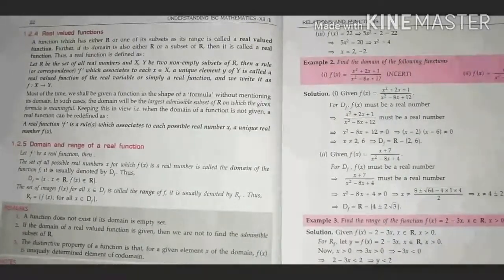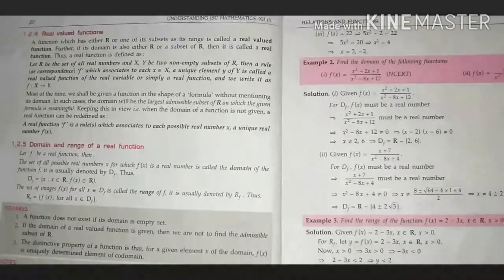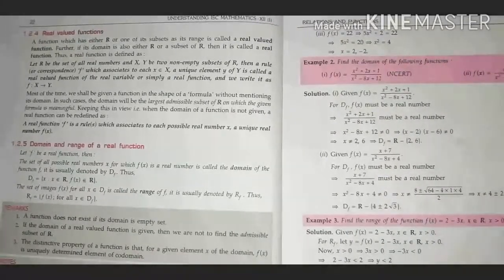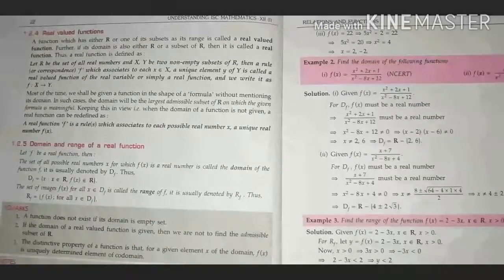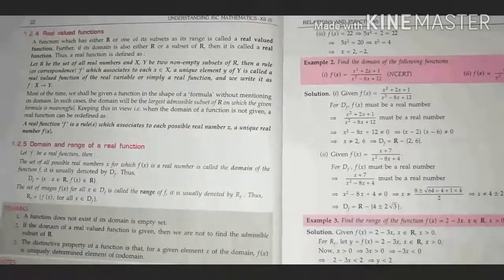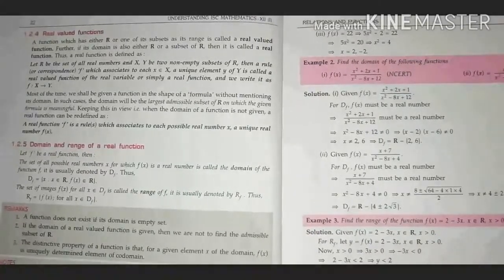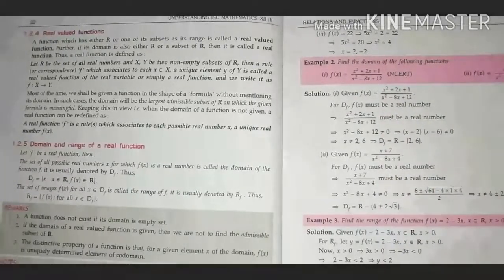Suppose the function is defined from some real numbers to real numbers, otherwise from some subset of real numbers to some subset of real numbers, then we can consider those functions as real valued functions. The concept of function is the same, but the set is the set of all real numbers or some subsets of real numbers.